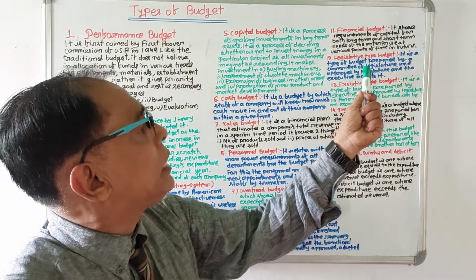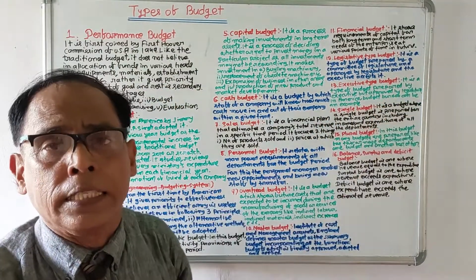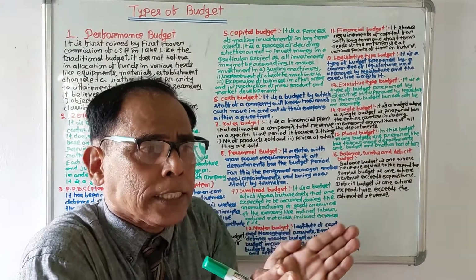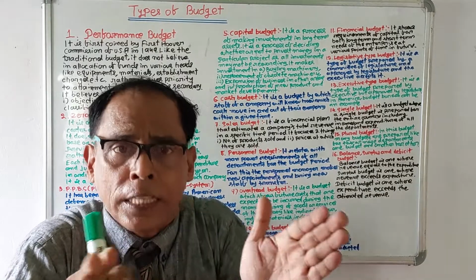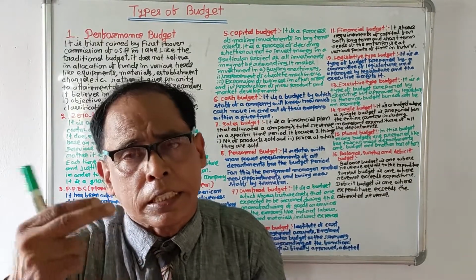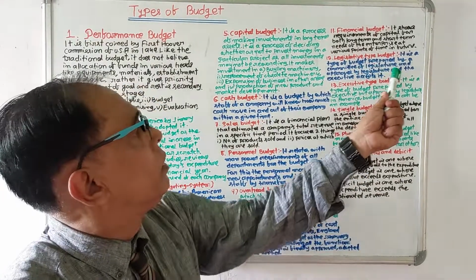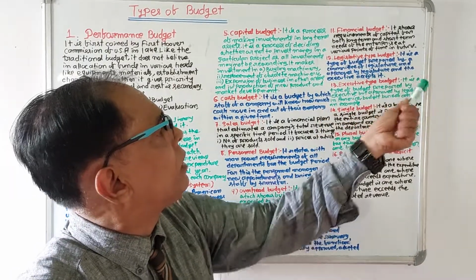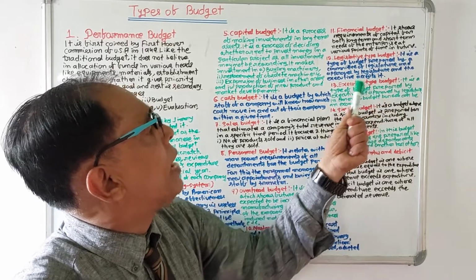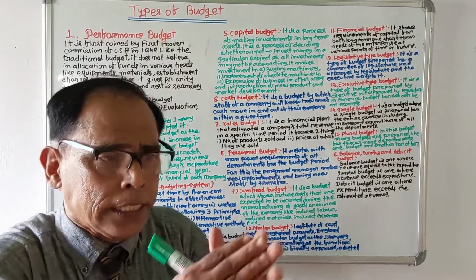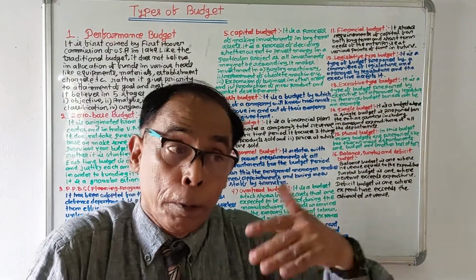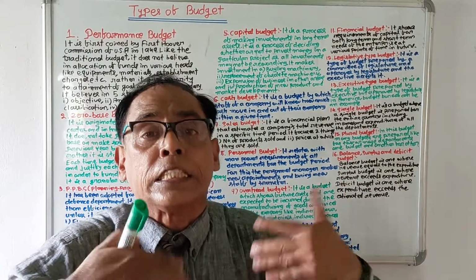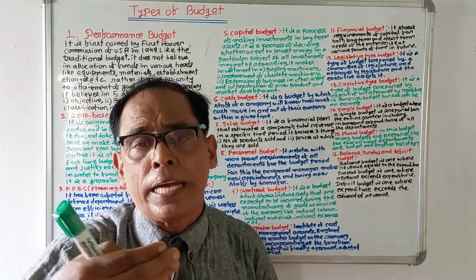Then legislative type of budget. Legislative type of budget is a budget which is prepared by a committee of the legislature, it is approved by the legislature, then it is given to the executive, and the executive accepts it to execute.